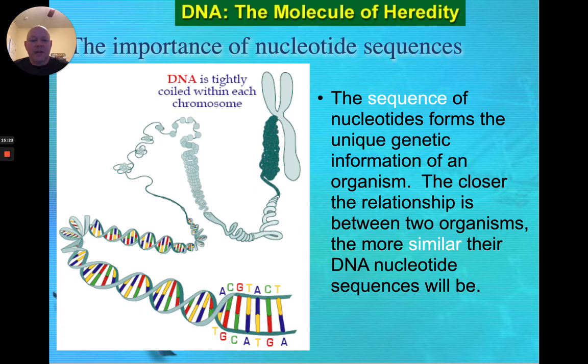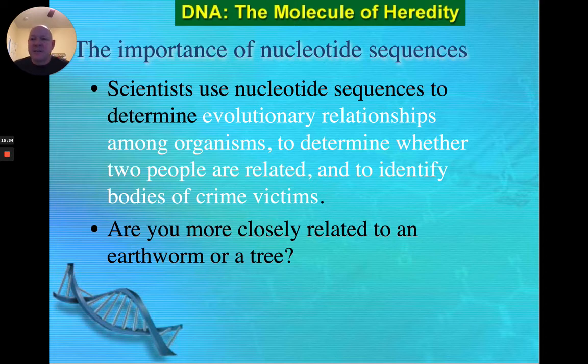So the sequence of nucleotides forms the unique genetic information of an organism. The closer the relationship between organisms, the more similar their DNA nucleotide sequences will be. A good way to think about that is how closely are we related to a chimpanzee, and how do we know? We know that we share 98.6% of the same nucleotide sequences as a chimpanzee. This makes complete sense because a chimpanzee is very much like us. They look a lot like us. They have the same hands, the head's in the same place, their ears and eyes. Even though they're not as intelligent as we are, they still have the same general body structure and shape, and so we're very closely related to them.